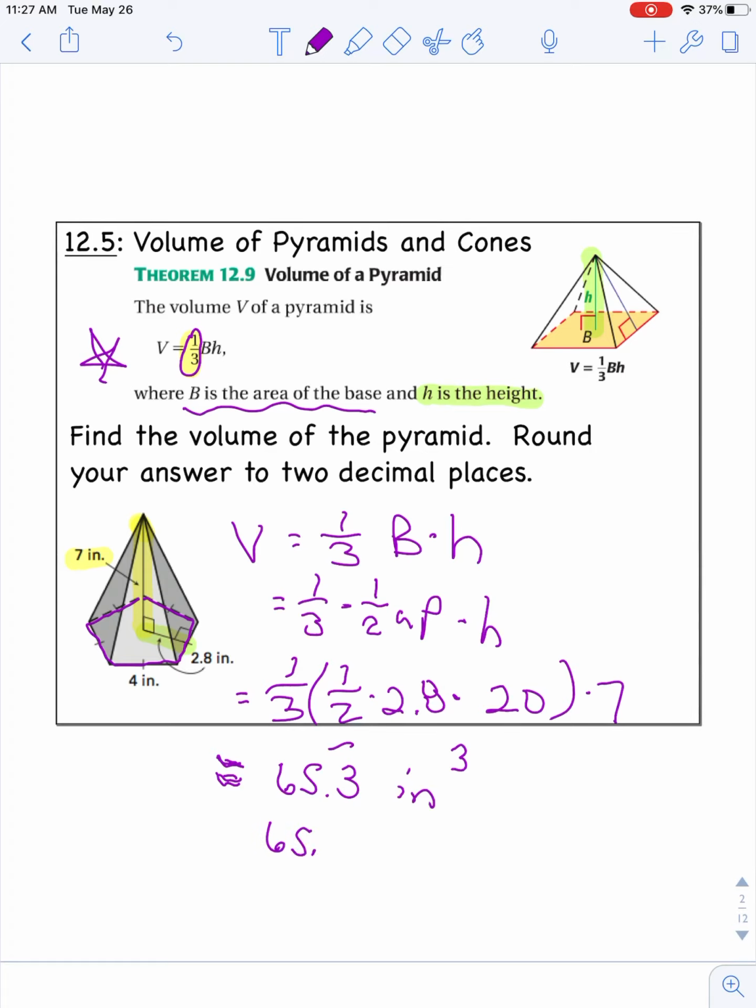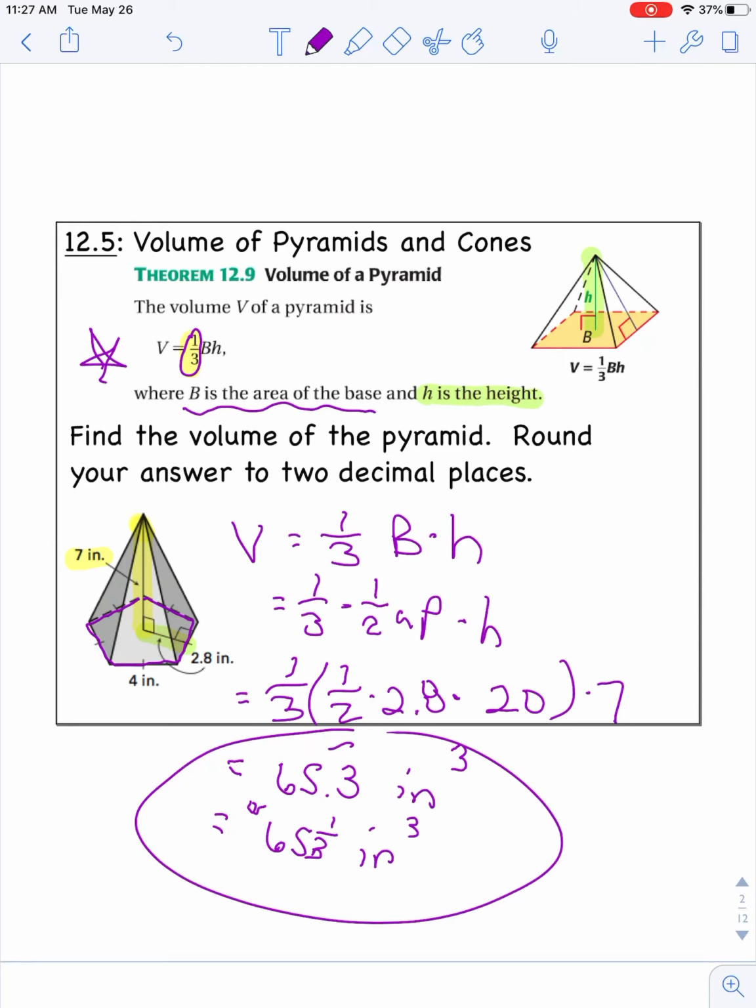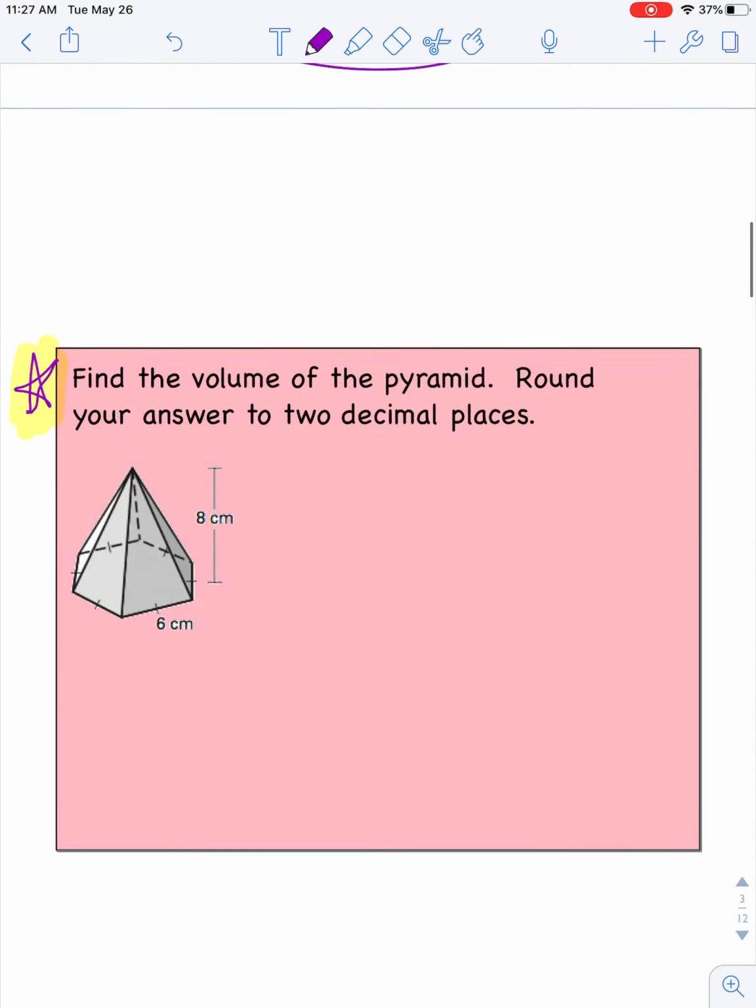65 and 1/3 is the actual answer. That's not rounded. Neither is the 0.3 repeating, I guess. So we really don't need approximately equals; we can actually just go with equals. You could list it either way. All right, so that was pretty simple. We had all the things that we needed.